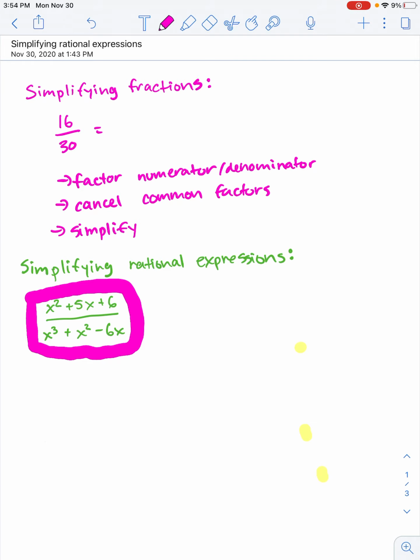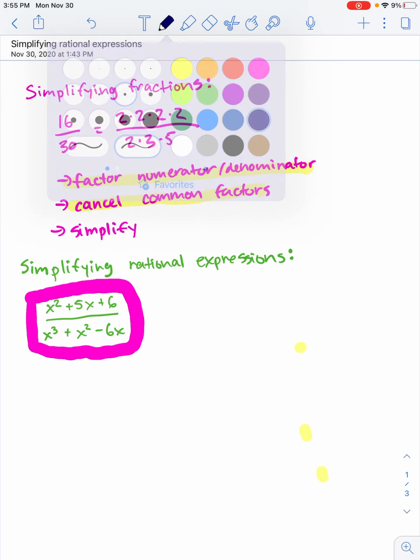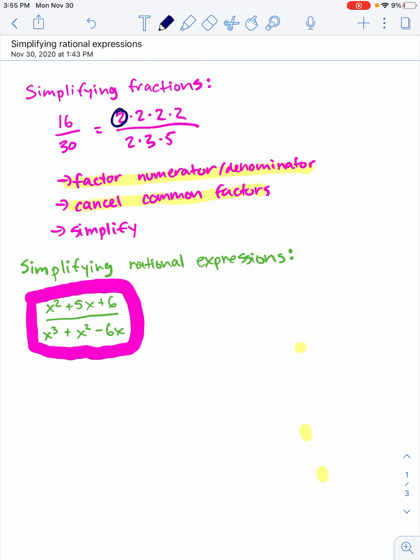If I want to simplify 16 over 30, I'm basically going to write out all the prime factors of 16, and then I'm going to write out all the prime factors of 30. This is the first step, factoring the numerator and the denominator. And then I'm going to cancel the common factors. So 2 and 2 are on both the numerator and the denominator, therefore I can cancel them out.